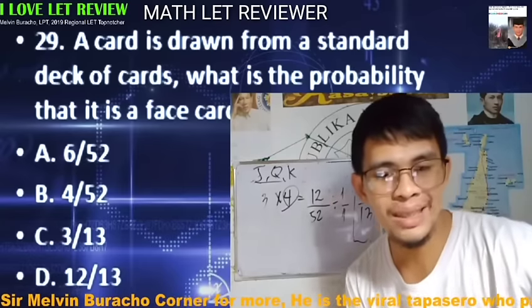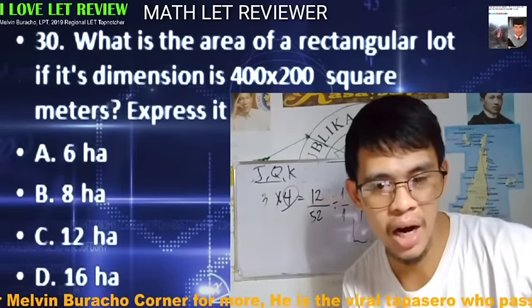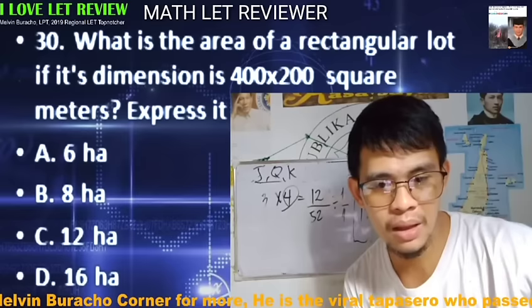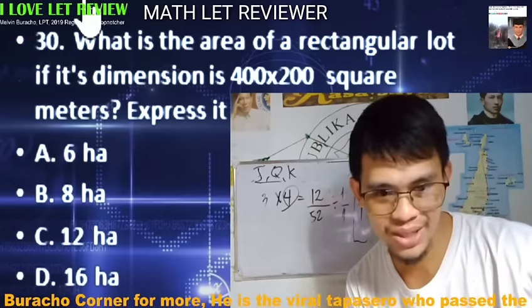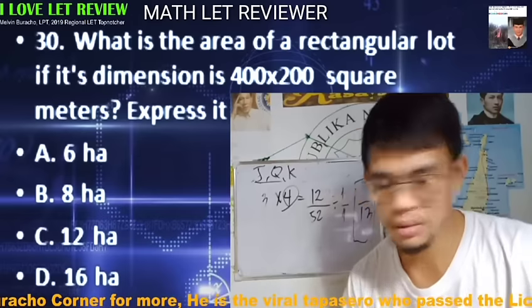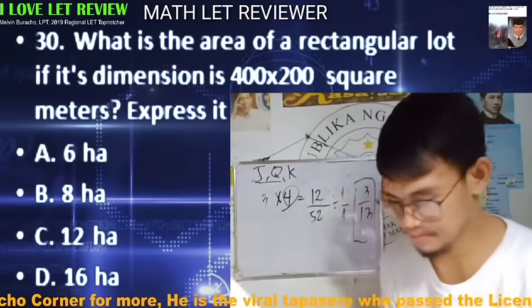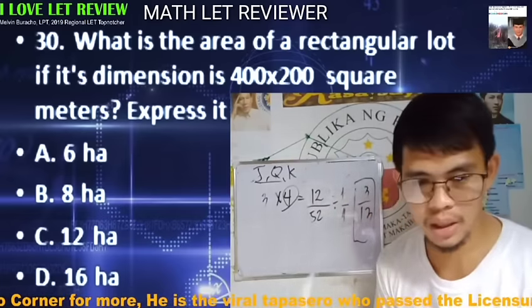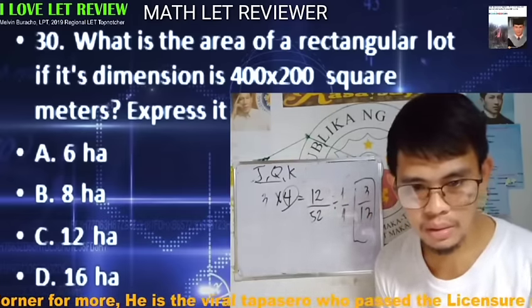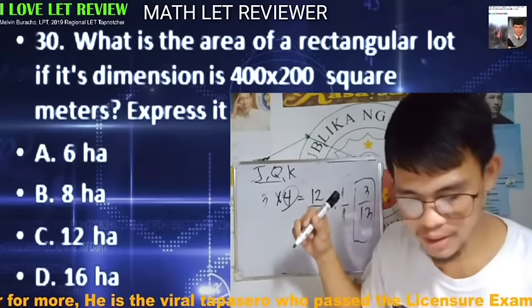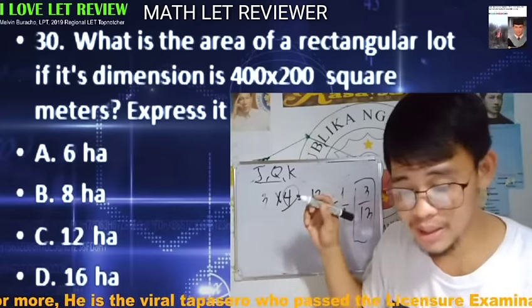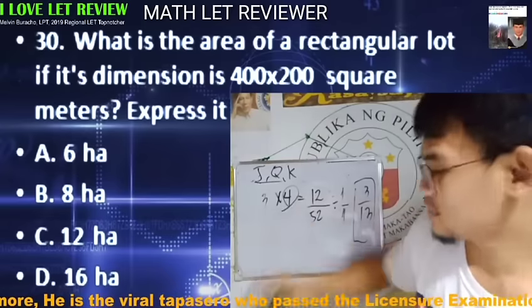Number 30. What is the area of a rectangular lot if its dimension is 400 by 200 square meters? Express it in hectares. Okay, napakadali lang na po naman. O, sige. How many hectares? Okay. So, ang hinahanap hectares. So, ganito po yan. You just have... Okay, wait lang po.